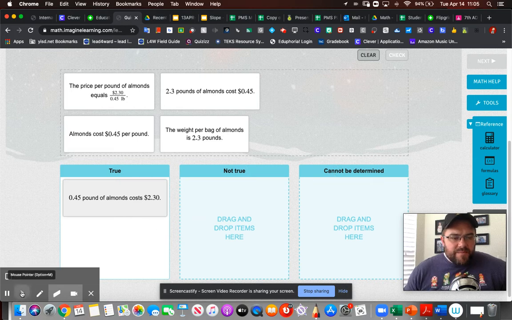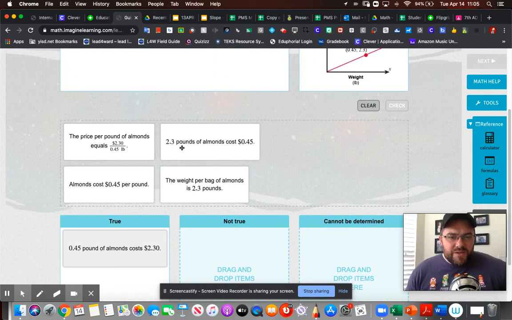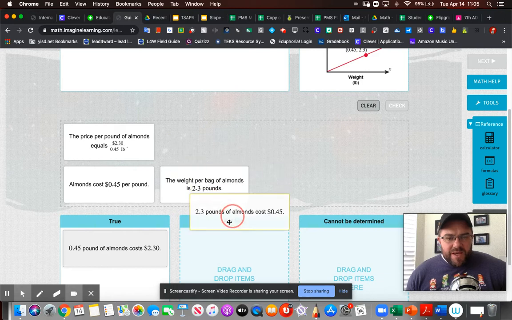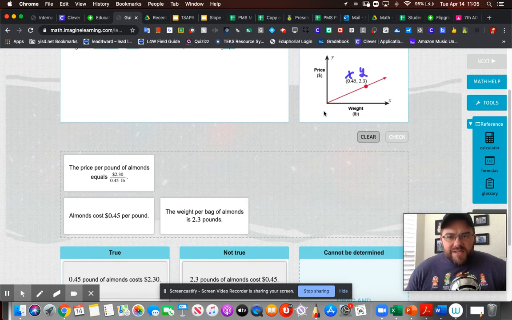Okay, so my next statement that I want to look at is this statement right here. Now, this one says 2.3 pounds of almonds cost 45 cents. Okay, now you should notice right away, this statement is the exact opposite of the statement right here. If it's the exact opposite statement, then it must be a not true statement. So I'm going to pull that over here. Okay, I know from the graph because this is weight and this is price, I know that 0.45 pounds is $2.30. It can't be the other way around.